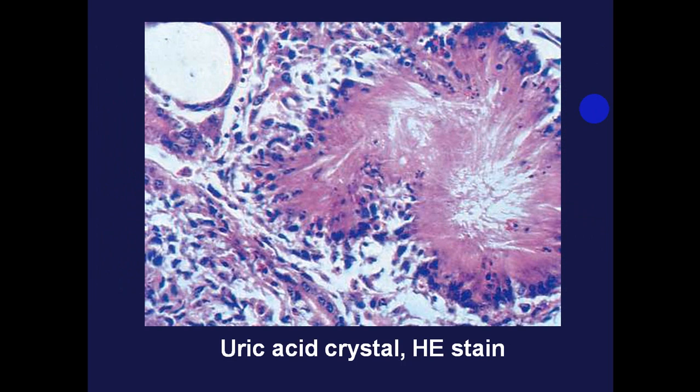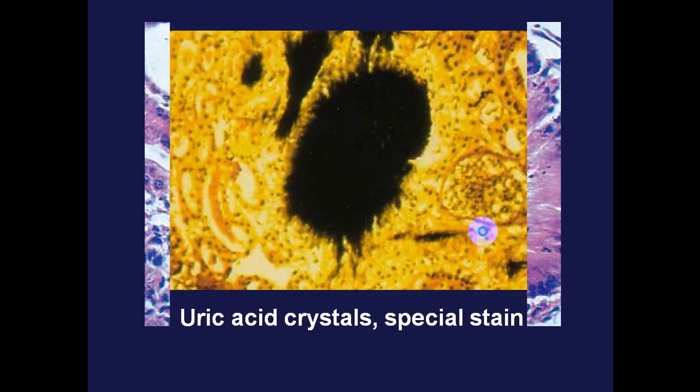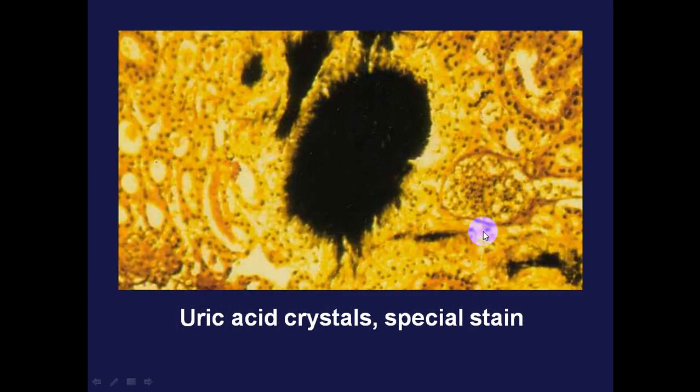Okay, this is the histopathology again here. This is the uric acid crystals and this is the macrophages and giant cells. So we can apply a special stain, we call it the methenamine silver stain, to differentiate this or to detect this uric acid crystals. Okay.